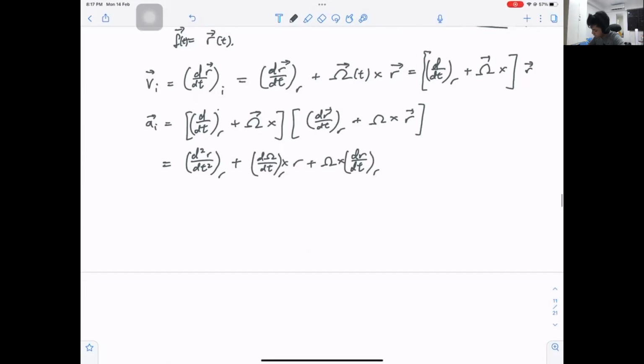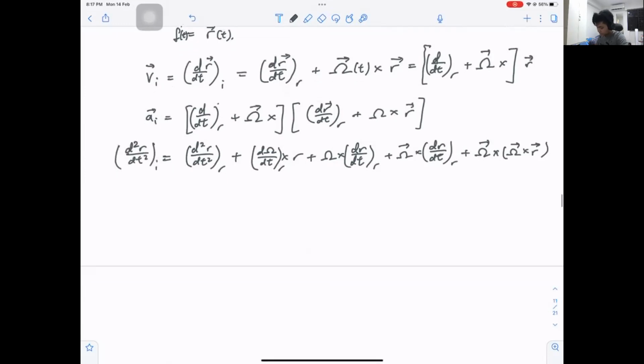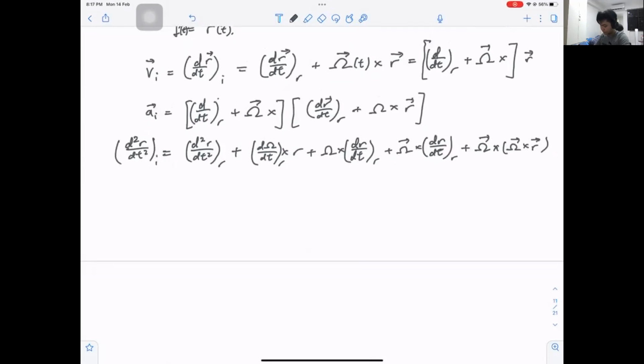Then the second one from the left bracket and the first one from the right one will give you plus omega cross dr over dt, and the derivative is in the rotating frame. And lastly, you get a term with two cross products, like this. Okay, so the left-hand side is going to be d squared r over dt squared in the inertial frame. Okay, so now let's do a bit of rearranging.